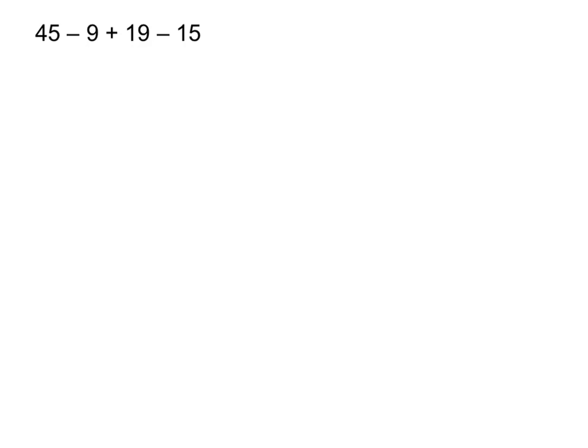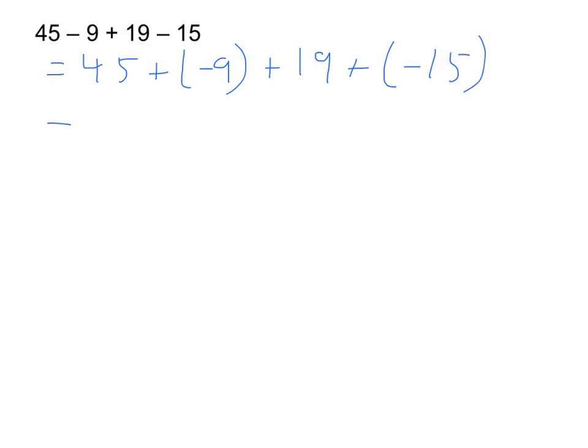Well, first of all, let's rewrite this problem. Instead of subtraction, let's write it as 45 plus a negative 9. And we can do this because of the property that we just talked about on our second slide here. We can think of subtraction as just an addition of negative numbers. And then we have plus 19. And then instead of minus 15, let's go plus a negative 15. So again, we've used this property from the first slide here.